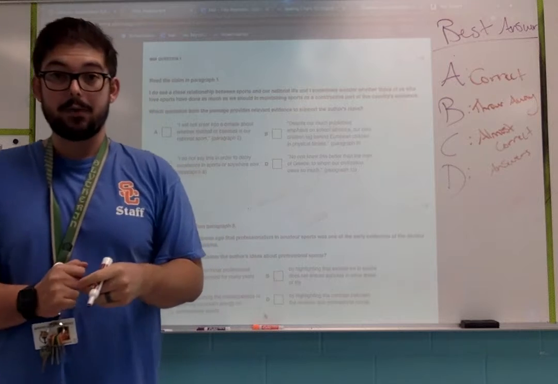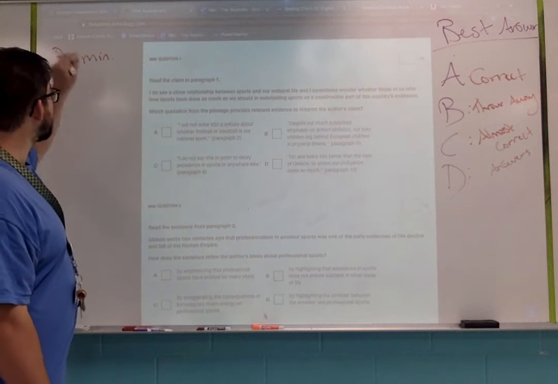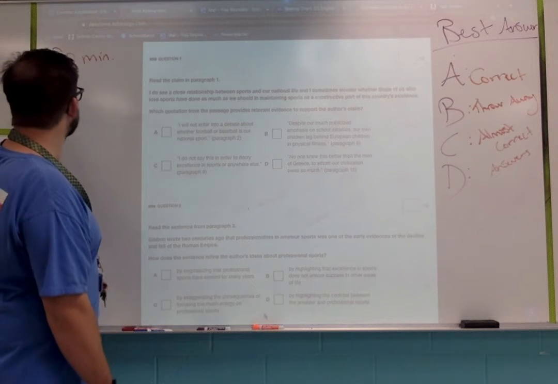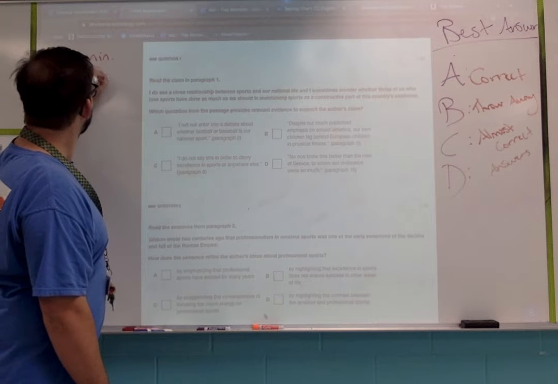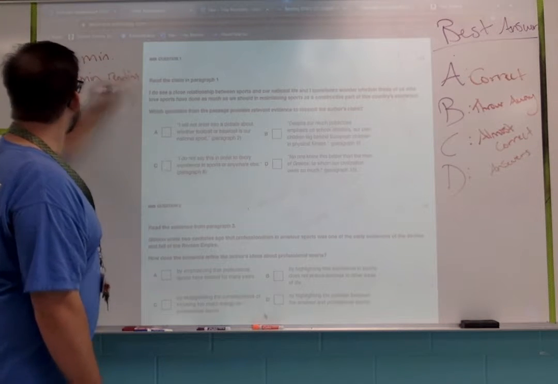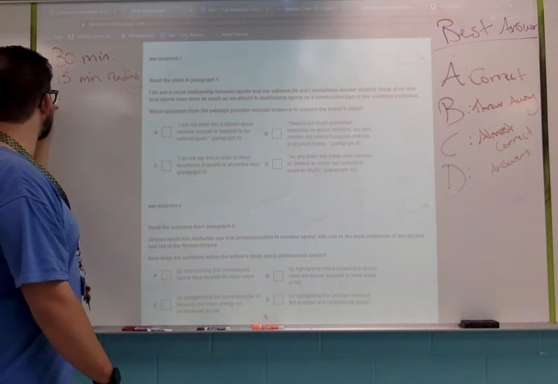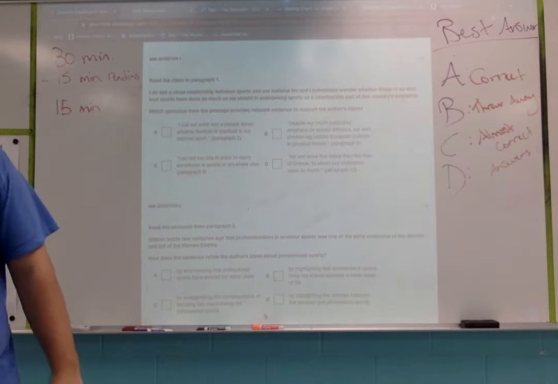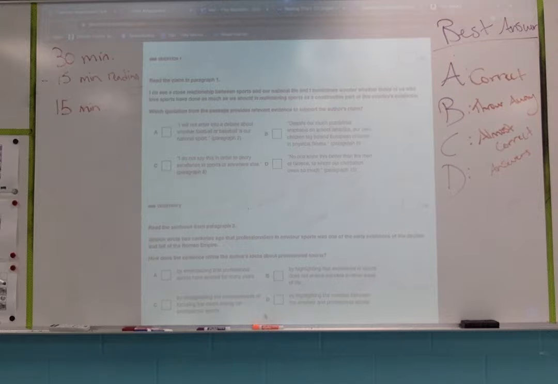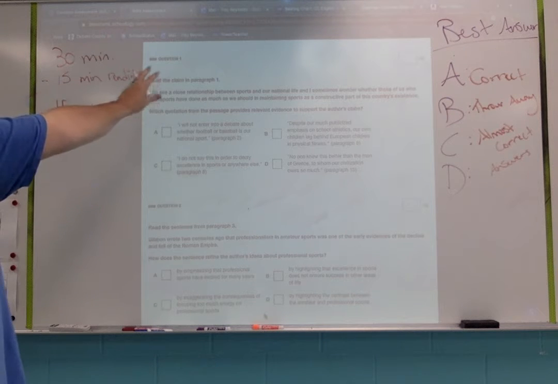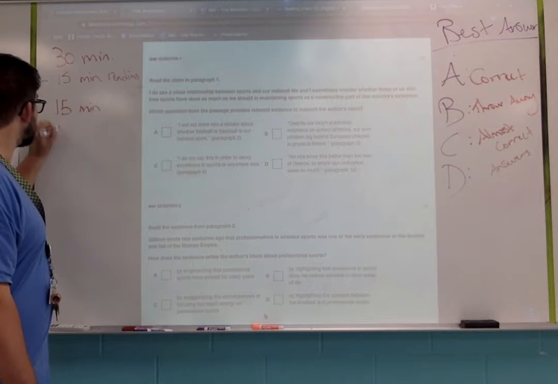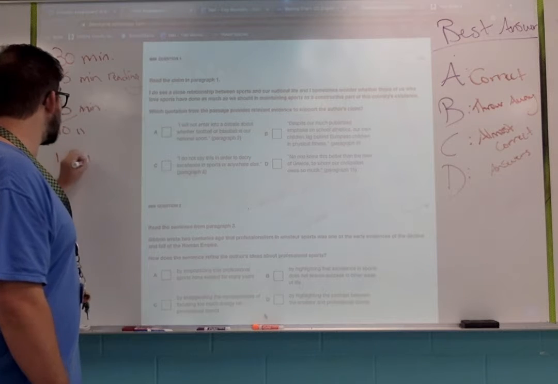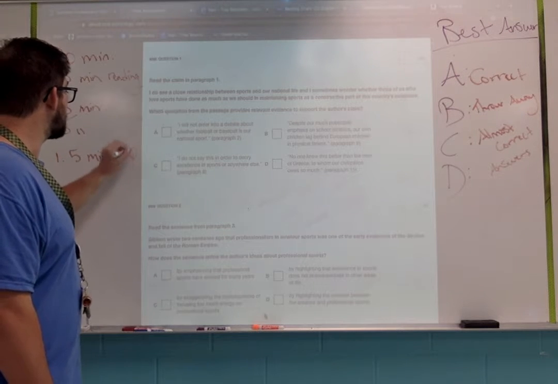So let's figure out a little bit of math here in English class to help us out. So you have 30 minutes total. If you take just about 15 minutes to actually read the passage, that leaves you with just 15 minutes to answer the questions. In those 15 minutes, the example we have for today is very easy. There are 10 questions. So if we take 10 and we divide it by 15, we have just about 1.5 minutes per question.